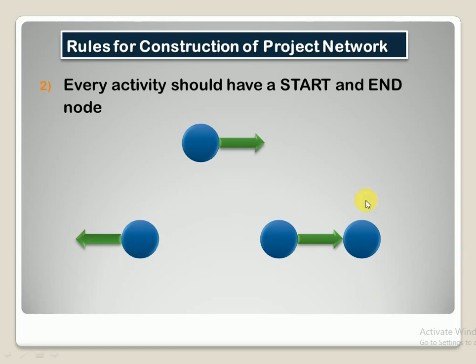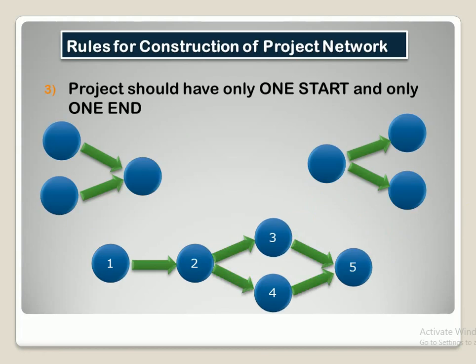In our third example, you can easily confirm that this is the correct diagram just because it has a start node and it has an end node. For example, this is an activity A, or suppose B or C, whatever, and this is node 1 and this is node 2. So this activity is starting at node 1 and ending at node 2, right? As per the rule, the activity should have one start and one end node. This one is correct. Our third rule says that the project should have only one start and only one end node.